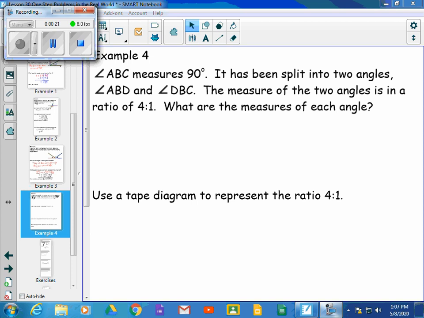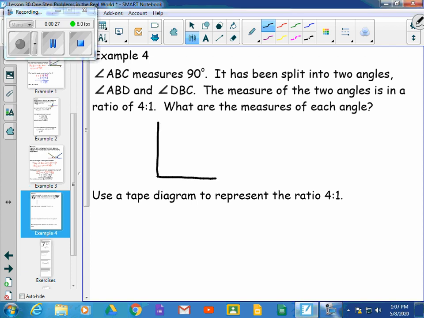So to understand it, let's make sure that we have a little picture here. I'm going to draw the right angle ABC. It's a right angle, so I'm going to put that right angle symbol in there. Now it's been split into two angles, so somewhere in here we have to draw a ray that ends with point D. And we also have to keep in mind that the ratio is 4 to 1, so one angle is 4 times bigger than the other one. I'm going to draw it kind of like this, somewhere in there. Okay, it didn't have to be perfect.